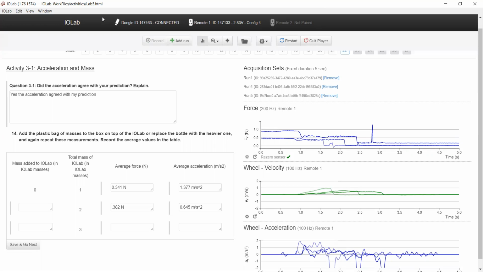Okay, I think the force has to be kind of constant, so it might have changed. But it has to be kind of constant. It went to 0.53, which is not expected.